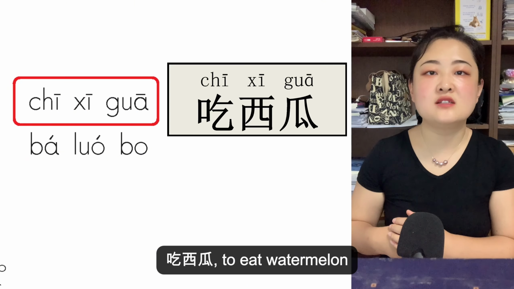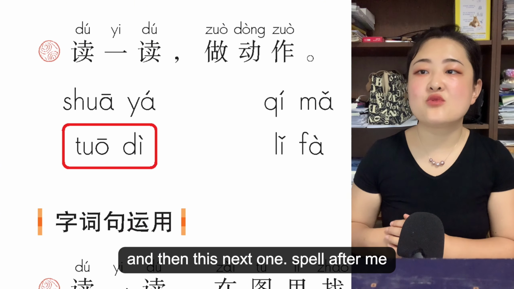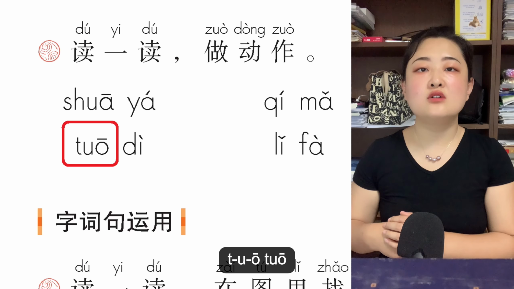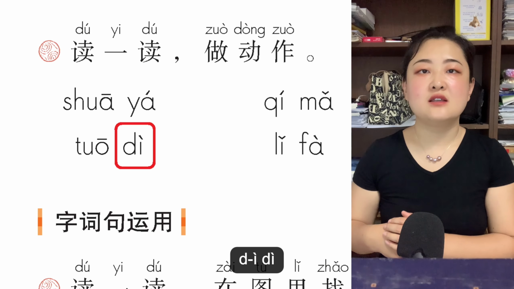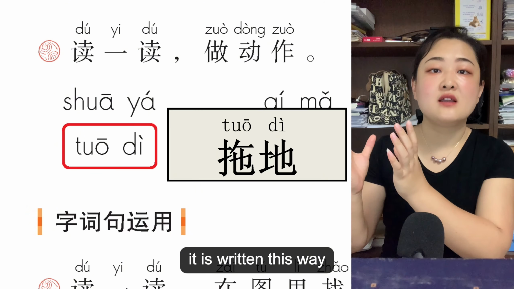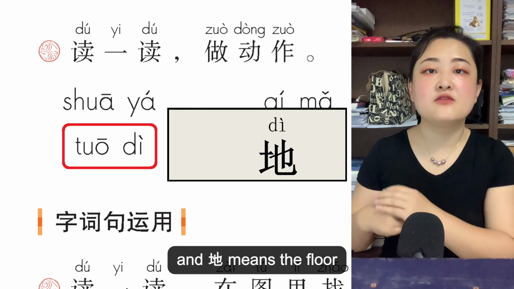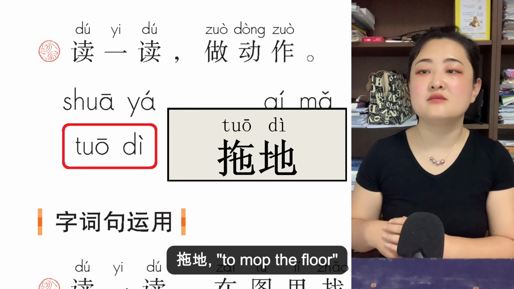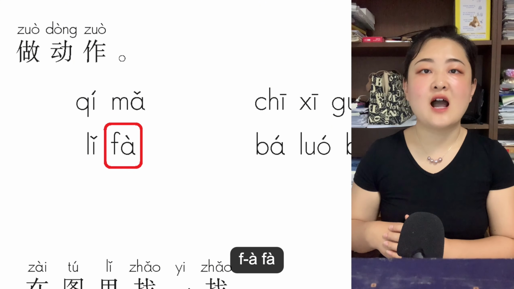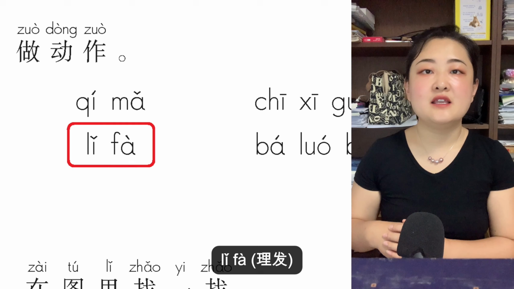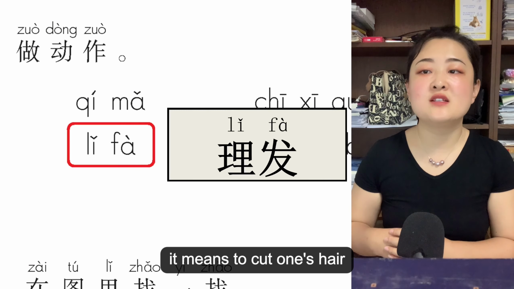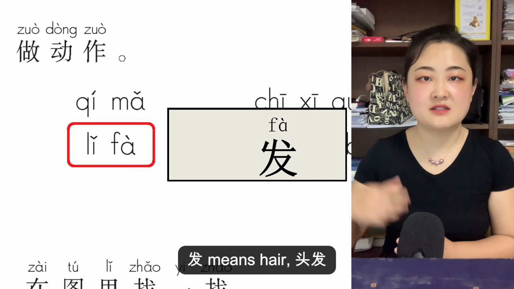吃西瓜, to eat watermelon. And then this next one, spell after me. 拖地 is a phrase. It is written this way. 拖 means to mop and 地 means the floor. 拖地, to mop the floor. The next one, 理发, is a phrase written this way. It means to cut one's hair. 发 means hair, 头发.